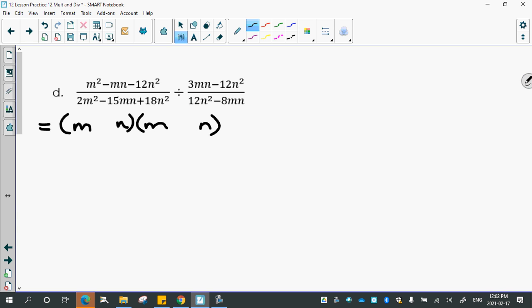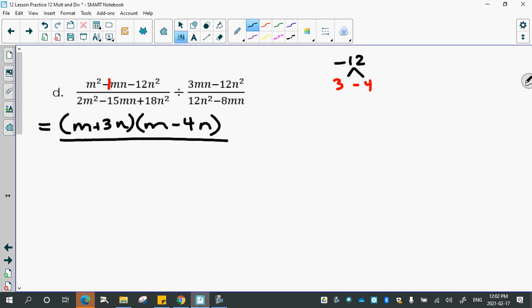For the numerator of the first one, it's a simple trinomial, but you need 2 numbers that multiply to negative 12 and add to negative 1. And they would be 3 and negative 4. Does that make sense? Multiplies to negative 12, adds to negative 1. So it should be plus 3n and minus 4n. Or you could have had m minus 4 and m plus 3.